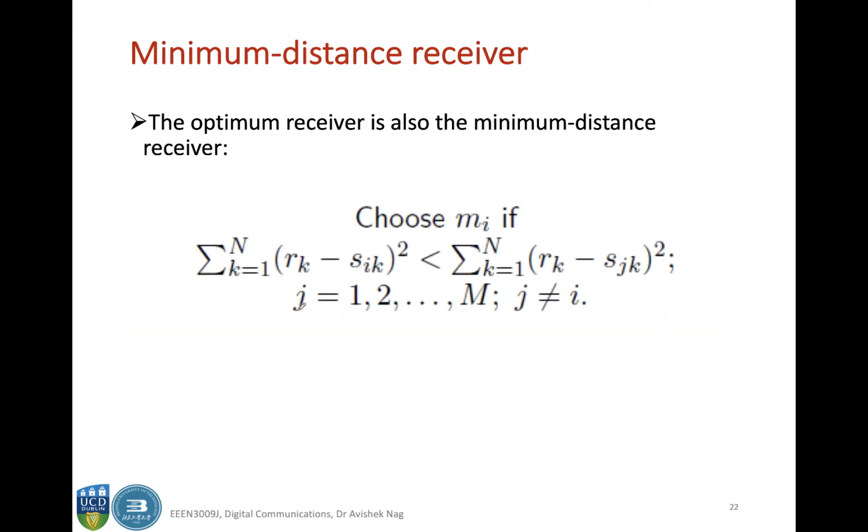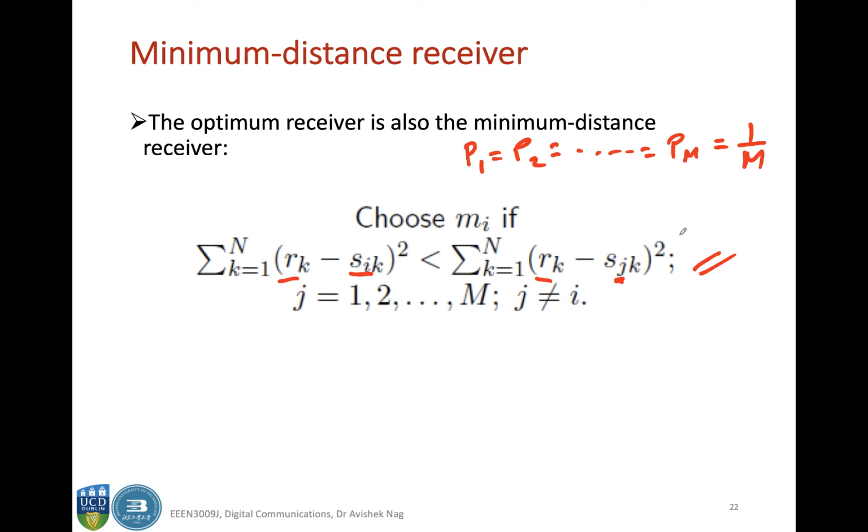So the optimum receiver also in this case is a minimum distance receiver. You can apply the same logic as you did for binary and QPSK, and you can deduce that the optimum receiver is the minimum distance receiver, of course, if all the a priori probabilities are equal. So if all the a priori probabilities are equal, then the optimum receiver is the minimum distance receiver. So you choose Mi if the distance between the received signal and the ith signal is less than the distance between the received signal and any other signal denoted by j that is not equal to i. So in case of QPSK also you saw that this rule applies.